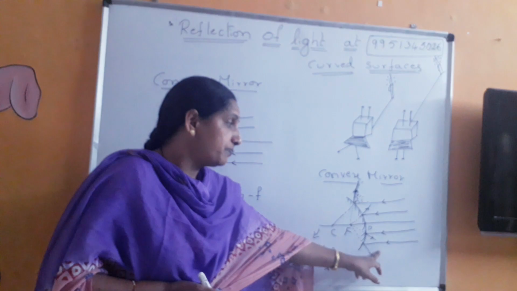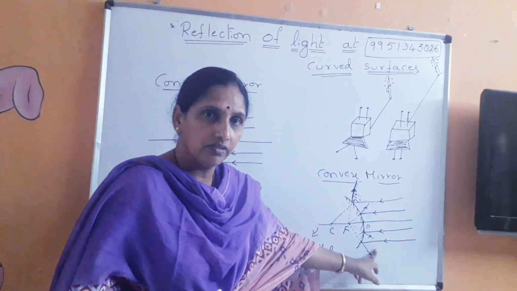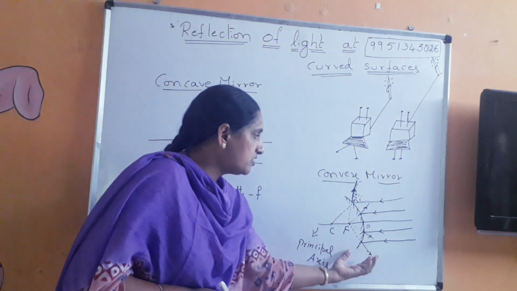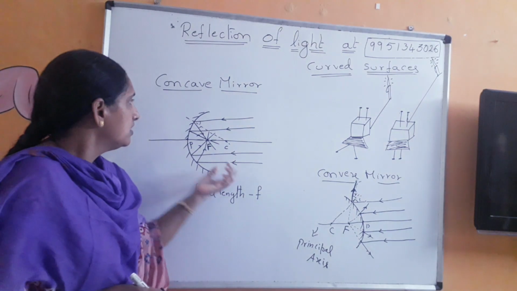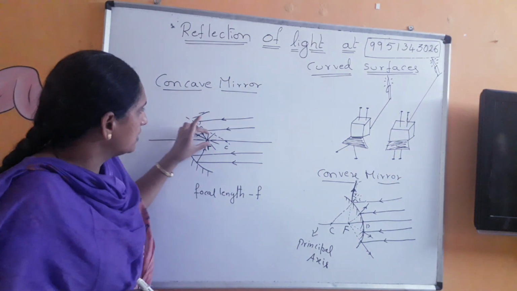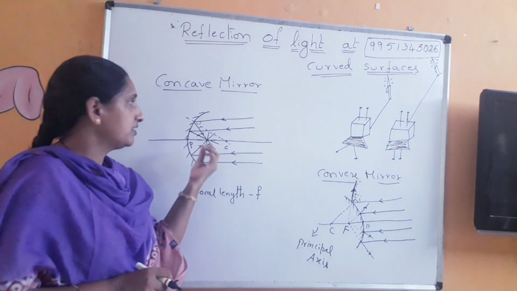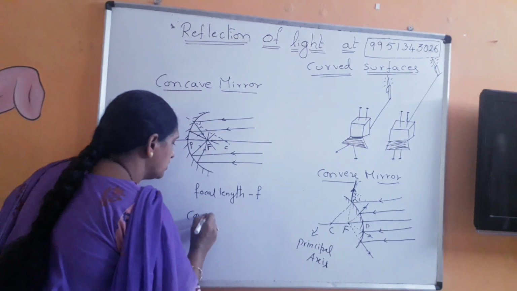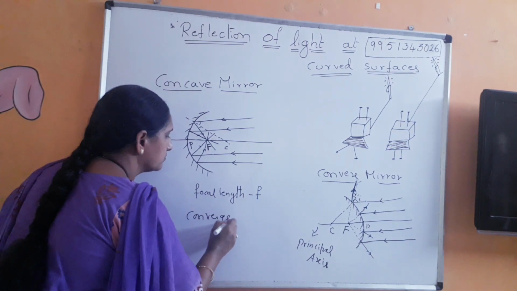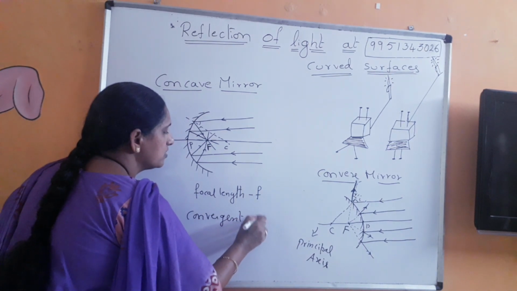This is convex mirror. This is the case with convex mirror. What difference do you find here and here? Here, the reflected rays are converging. So therefore, this is called convergent mirror.